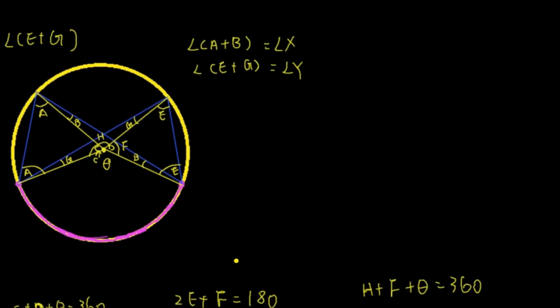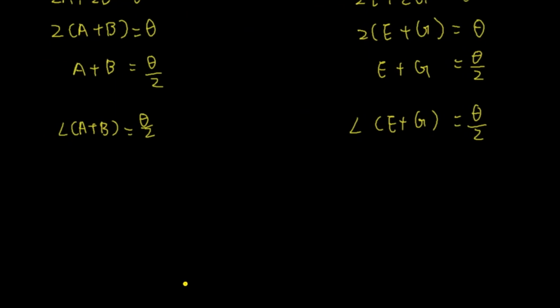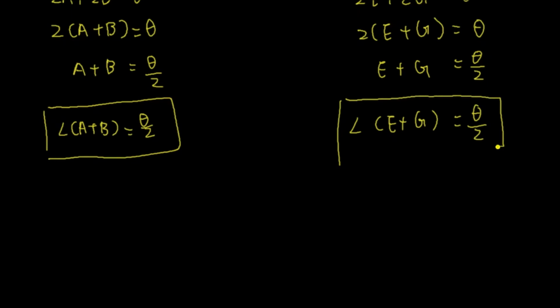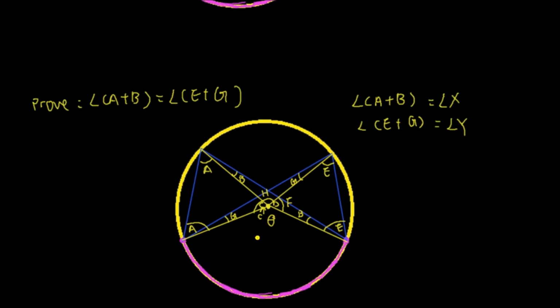And what we are trying to say here is, angle E plus G is equal to theta over 2. Now let's combine everything we have. Angle A plus B is theta over 2. Angle E plus G is theta over 2. So they both are equal to theta over 2. That means they both are equal. So I can say that angle A plus B is equal to angle E plus G. So what I just did is prove this one here.